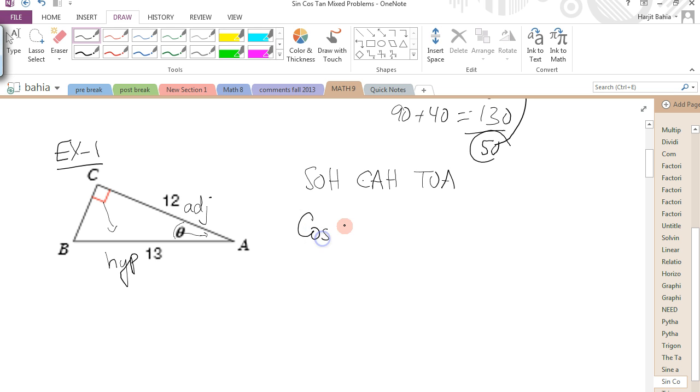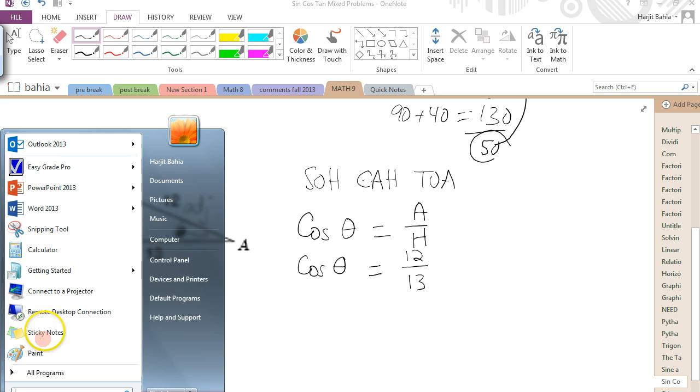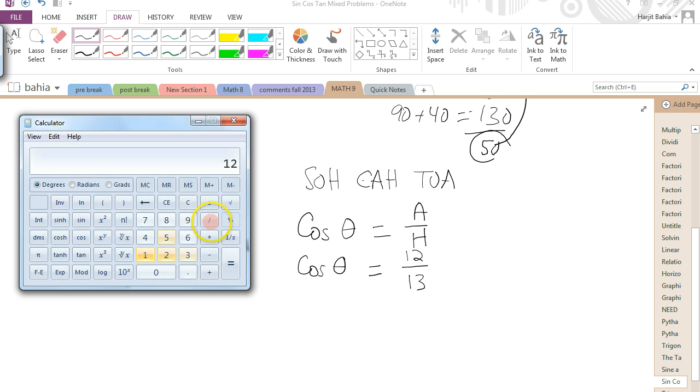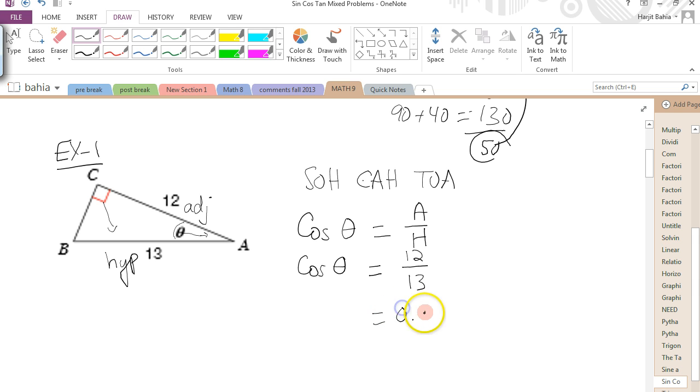So our formula is going to be cosine theta is the adjacent over the hypotenuse. We don't know what theta is, so we'll just write cos unknown theta. Remember, theta is an unknown angle. The adjacent side is 12, so we'll put 12 for adjacent. 13 is the hypotenuse. So this is our formula now. Let's figure out what is 12 divided by 13. Let's use our calculator. 12 divided by 13 is 0.92. Just go to two decimal places, that's fine. So 0.92 is what we get on this side.